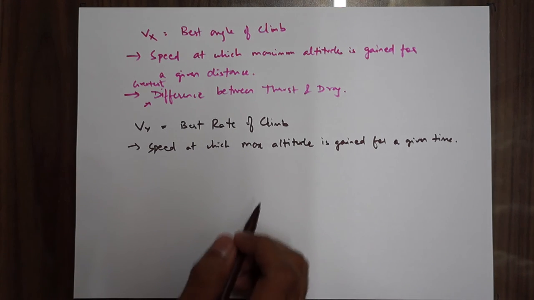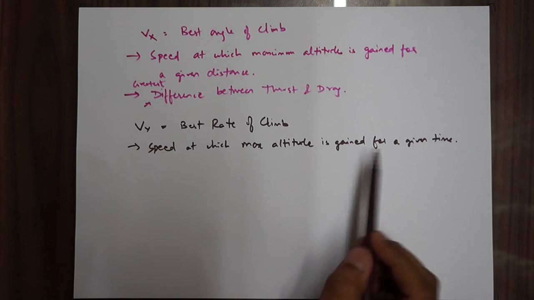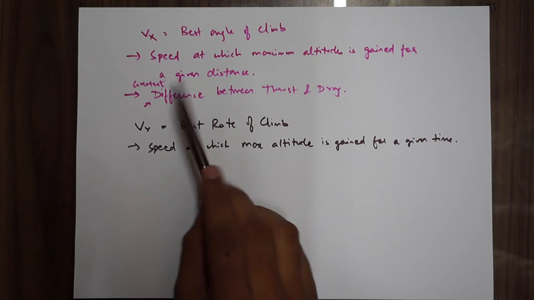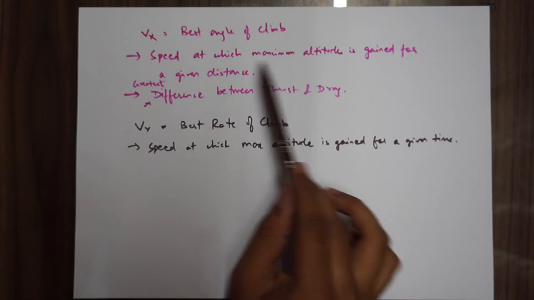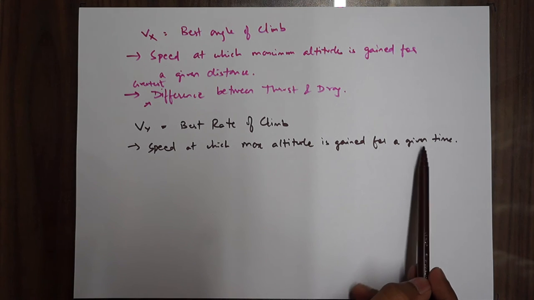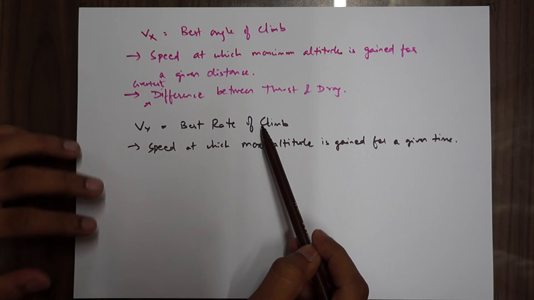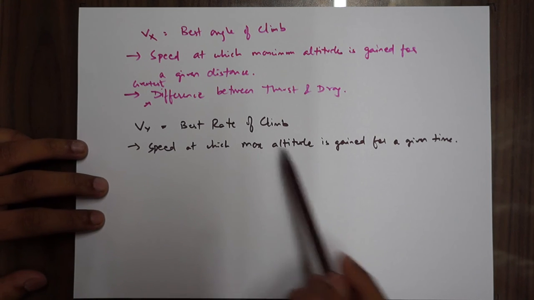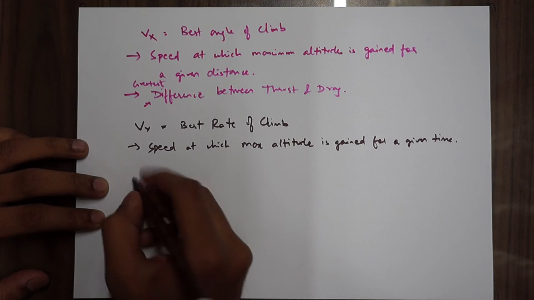Alright, so suppose the ATC asks you to expedite your climb because they have some traffic. That means you will be at Vx, because at the shortest distance, you will climb the maximum altitude. Now if the ATC wants you to climb fastest, say in another 2 minutes, then you will switch over to Vy, that's the best rate of climb. And then you will be climbing to the maximum altitude in a given time.